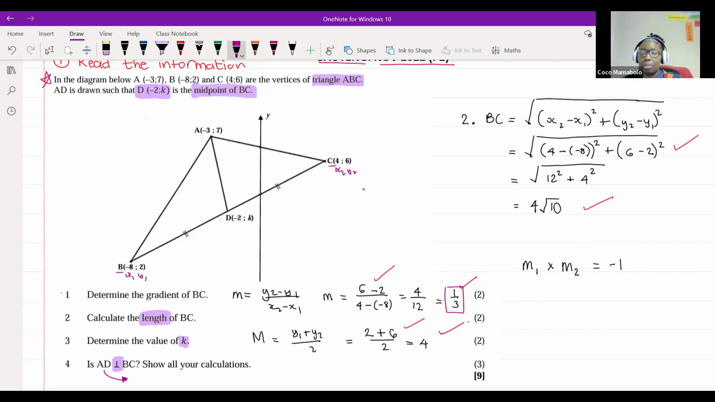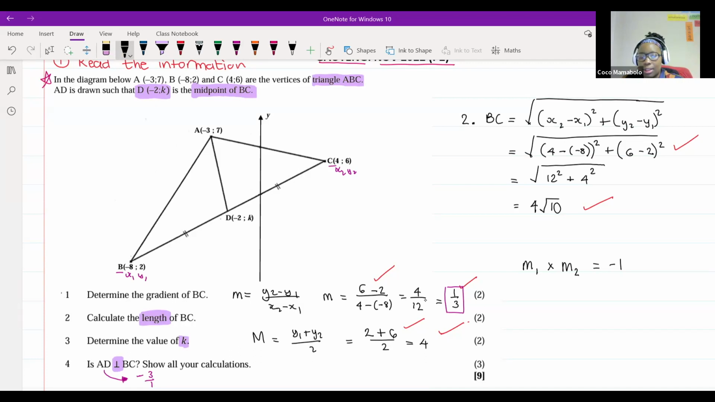Because we know that we want them to be perpendicular, if the one gradient is 1/3, what would we want the gradient of AD to be? That's it, Palisa, absolutely. We want it to be -3/1. That's what we want to see. And if we don't get -3/1, then they're not perpendicular. The answer is going to be no.